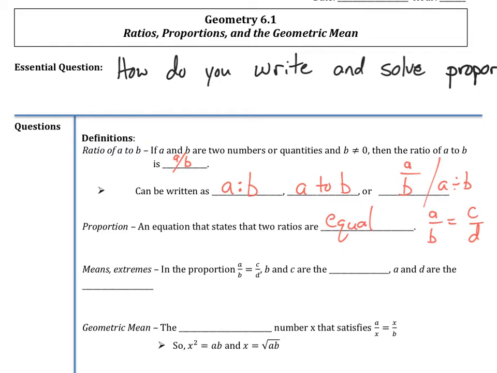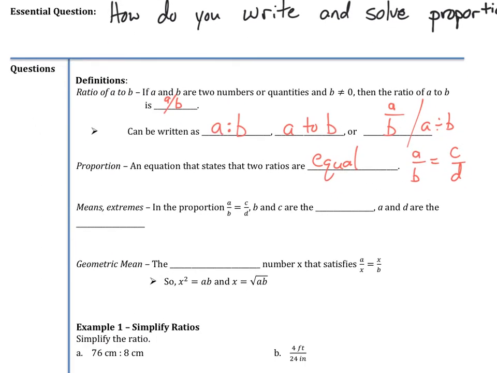All right, the means and extremes. In the proportion A over B equals C over D, B and C are the means. A and D are called the extremes. So if you ever hear me say, what are the means, I'm talking about the things in the red spots. If I ever say, what are the extremes, I'm talking about the things in the blue spots.